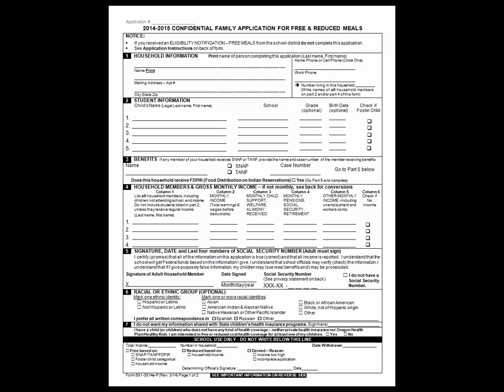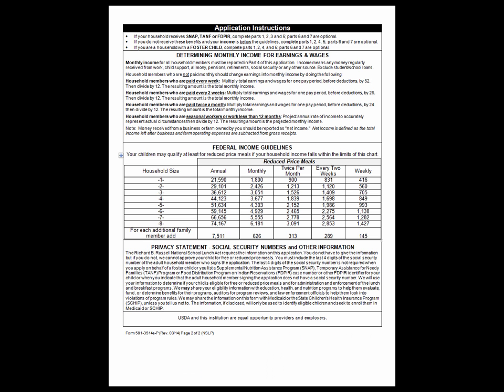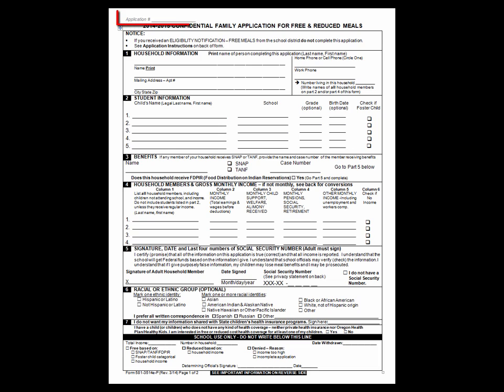The application is a 2-page document. The first page has fields to complete, and the second page includes application instructions, federal income guidelines, and privacy statement. Please note at the top of the application there's a line to mark your application number. Also at the top of the application will be the year that this application is applicable. For our example today, we are reviewing the 2014-15 Confidential Family Application for Free and Reduced Price Meals. Once the new federal income guidelines are published, a new application will be revised and posted to the website.